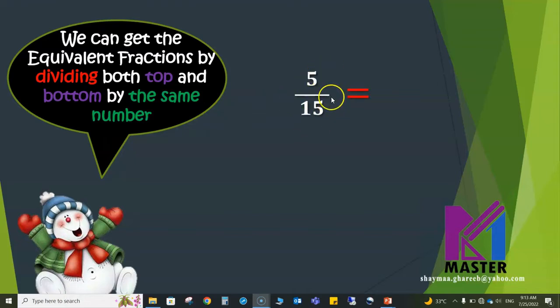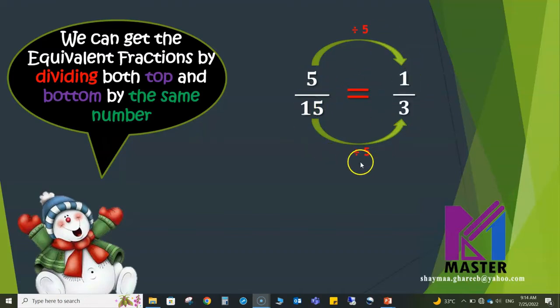We can divide both of them by 5, and only by 5. We don't have any other number that we can divide with. So let's start. 5 divided by 5 and 15 divided by 5. 5 divided by 5 equals 1, and 15 divided by 5 equals 3.